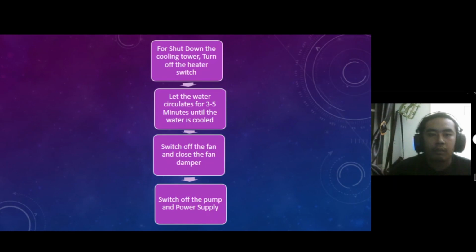Okay, for the shutdown procedure, first we need to turn off the heater switch located at the control panel and let the water circulate about 3 to 5 minutes until the water has cooled. After that, we need to switch off the fan, located in the control panel. And lastly, switch off the pump and power supply. Okay. That's all for my part.